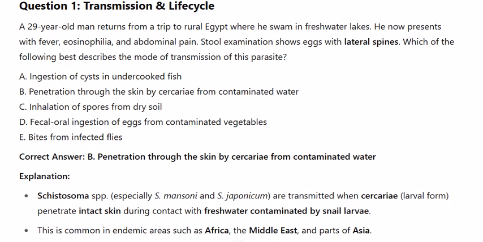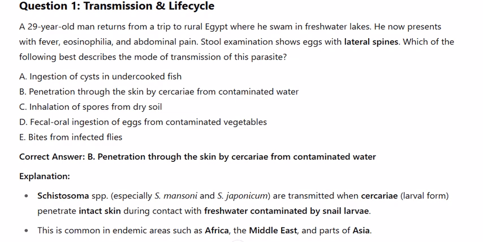A. Ingestion of cysts in undercooked fish. B. Penetration through the skin by cercariae from contaminated water. C. Inhalation of spores from dry soil. D. Fecal-oral ingestion of eggs from contaminated vegetables. E. Bites from infected flies.